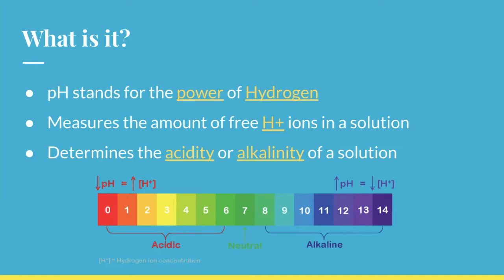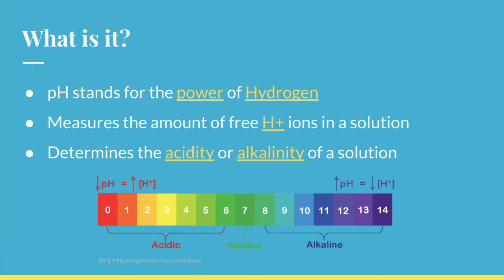So as you can see on the scale here, if you have a pH of 0 to 6, it's considered acidic. And if it's a pH of exactly 7, it's considered neutral. And if it's greater than 7, 8 to 14, it's considered alkaline. So those things that are considered acidic have a very high concentration of hydrogen ions. If it has a very low concentration of hydrogen ions, then it's considered to be alkaline.